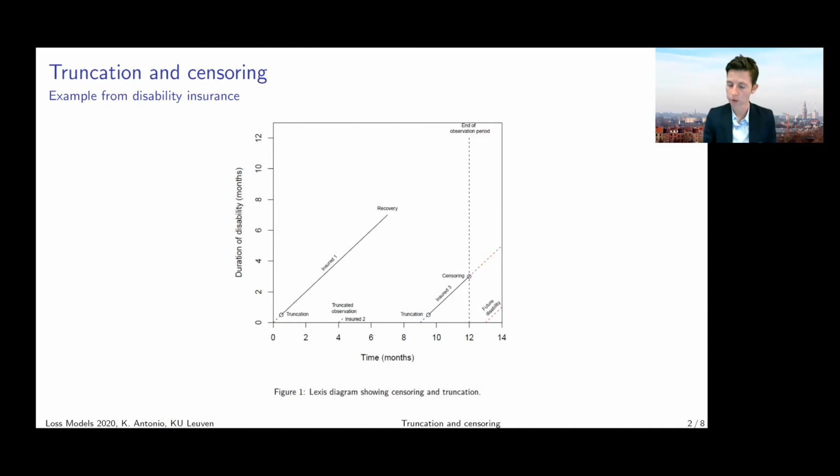That's the now, it's the present moment. And the only thing I can say as an insurance company is, oh, I have this client. He or she is still in the state of disability. So I know that her time spent in disability is going to be larger than what I observed so far, but I don't know how much longer, because I cannot see in the future. I will observe this possible recovery only in the future.